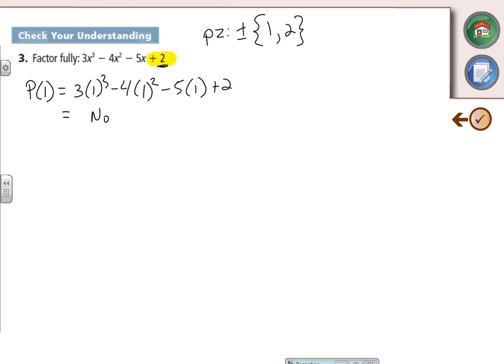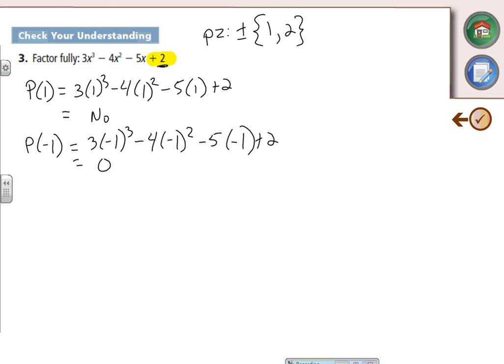So then let's try p at negative 1. So 3 times negative 1 cubed minus 4 times negative 1 squared minus 5 times negative 1 plus 2. Punching those through, yeah, we do get 0. So that means, this is the key here, if p at negative 1 worked, that means x plus 1 is a factor. The factor is x plus 1.